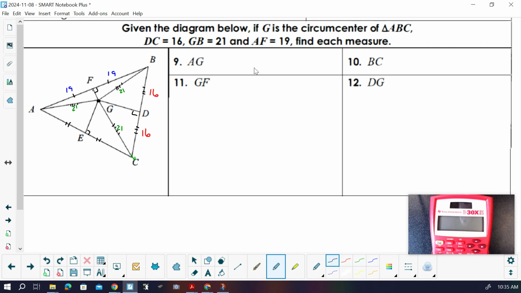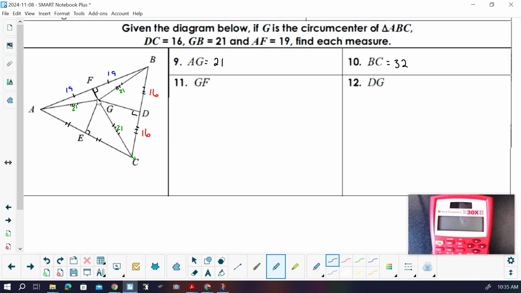Now we can go and try to answer some of these questions, okay? So we start off with AG. AG equals, and if we look over here, it's labeled 21. BC, notice BC is this whole side, so 16 and 16 together makes 32. Now we have to work on GF.